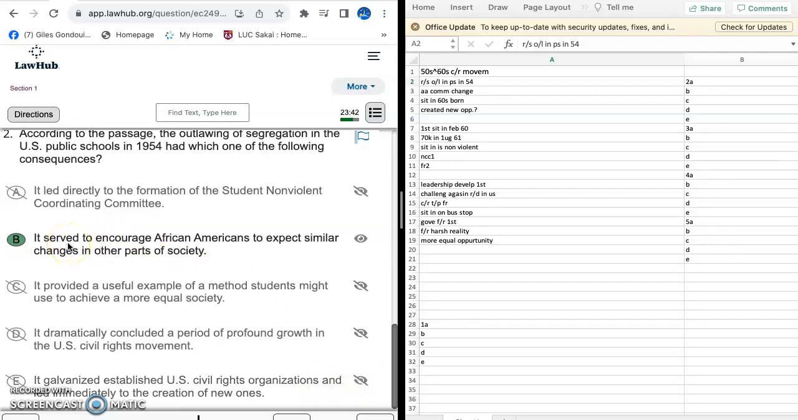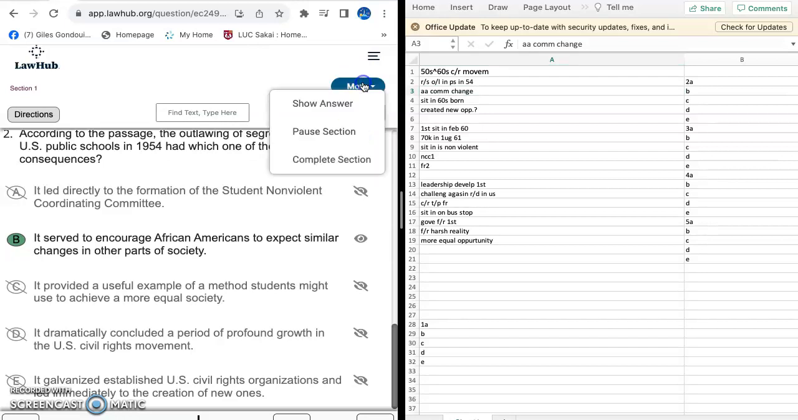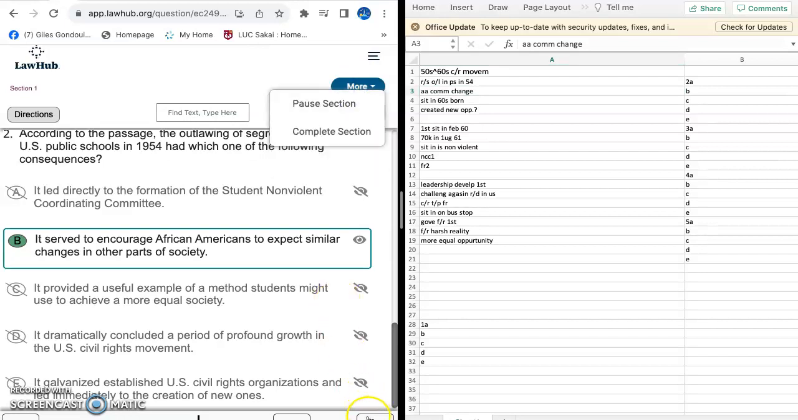Once again, go back to what we chose. It served to encourage AA to expect similar changes in other parts of the society. Exactly with our notes, let's go ahead and choose that one. And we got it correct. Moving on.